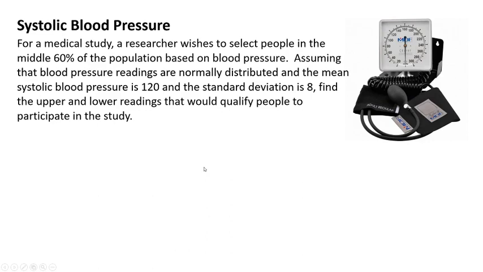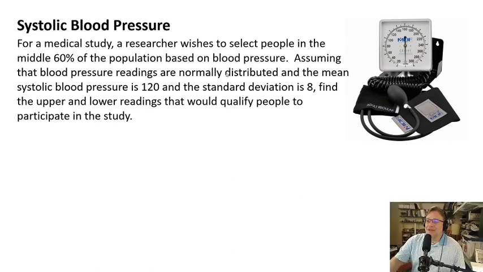All right, here's another example here. For a medical study, a researcher wishes to select people in the middle 60% of the population based on blood pressure, assuming that blood pressure readings are normally distributed and the mean systolic blood pressure is 120. You know how blood pressures are always two numbers. His blood pressure is 140 over something. The systolic is always the first number. The diastolic is the second one here. So this is the first of the two numbers here.